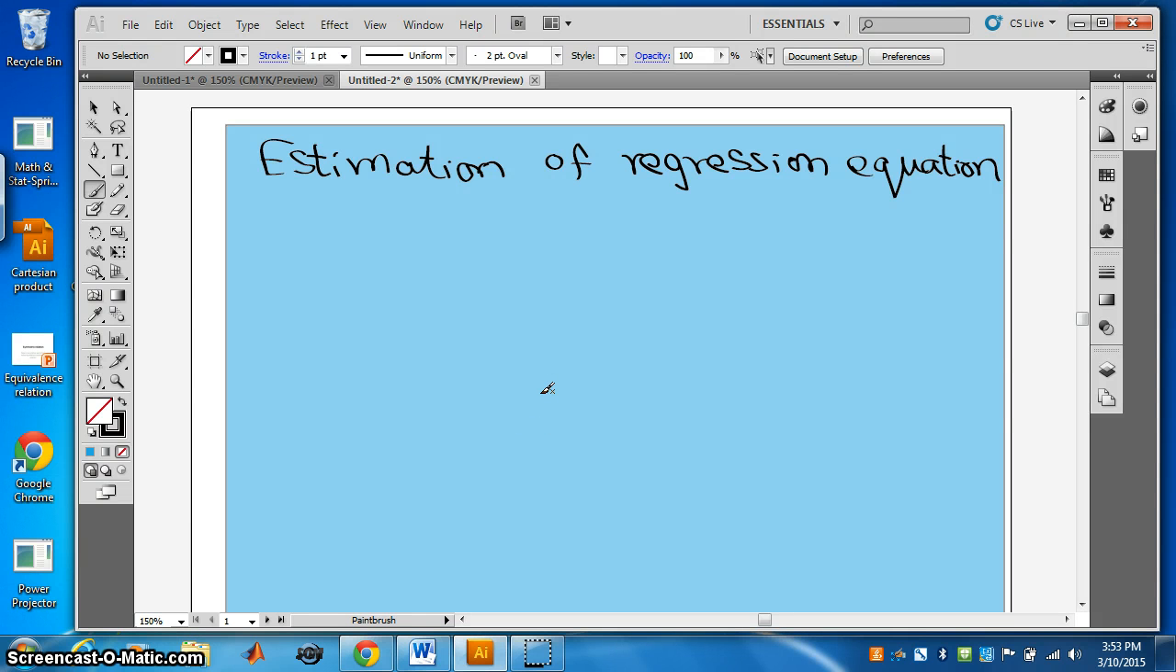Estimation of regression equation. The regression equation is given by y is equal to a plus bx, where parameters a and b are calculated by the ordinary least squares method. Here b is called the slope and a is called the intercept of the equation.